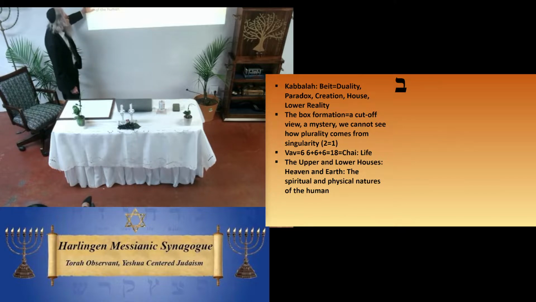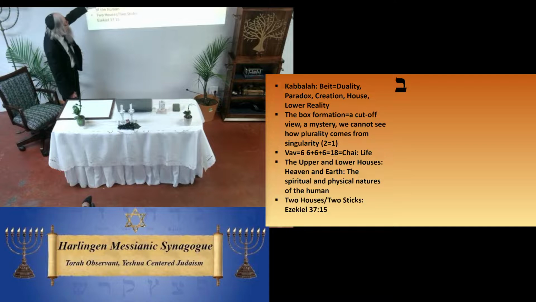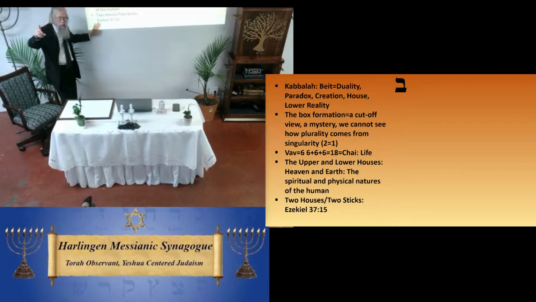So the upper and lower houses of heaven and earth, the spiritual and physical natures of human, we covered that. Next. 2 houses, 2 sticks. Ezekiel 37, verse 15, he says, I saw 2 sticks and they were joined together. On one was written the house of Judah, on the other was written the house of Ephraim or Manasseh.